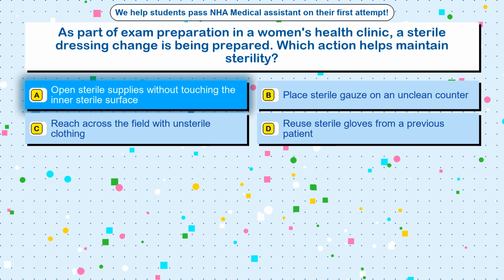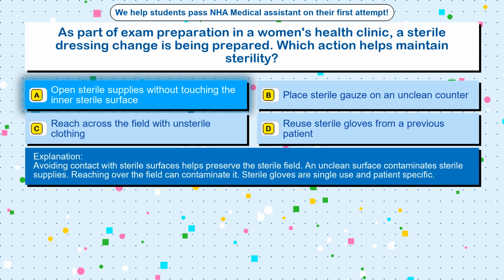The correct answer is option A. Open sterile supplies without touching the inner sterile surface. Avoiding contact with sterile surfaces helps preserve the sterile field. An unclean surface contaminates sterile supplies. Reaching over the field can contaminate it. Sterile gloves are single-use and patient-specific.